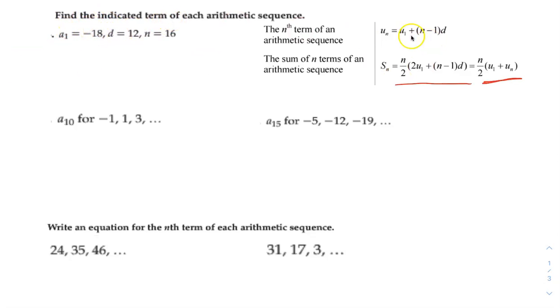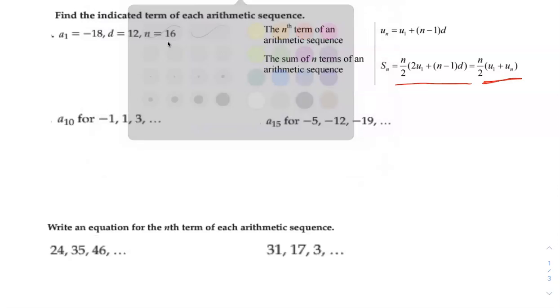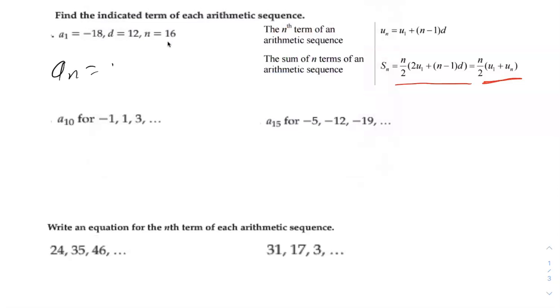Find the indicated term. So I want to find the term. a1 equals negative 18, d equals 12, and n equals 16. So let's write the formula first. an equals, over there they have u's, but it's all the same, I'll put an. an equals a1 plus n minus 1 times d. Okay, and I have a1 is negative 18, d is 12, and n is 16.